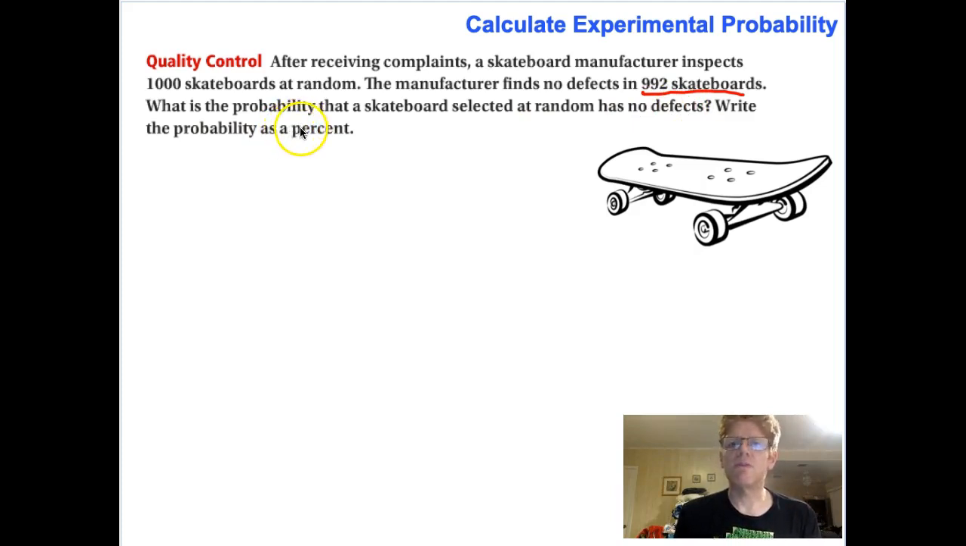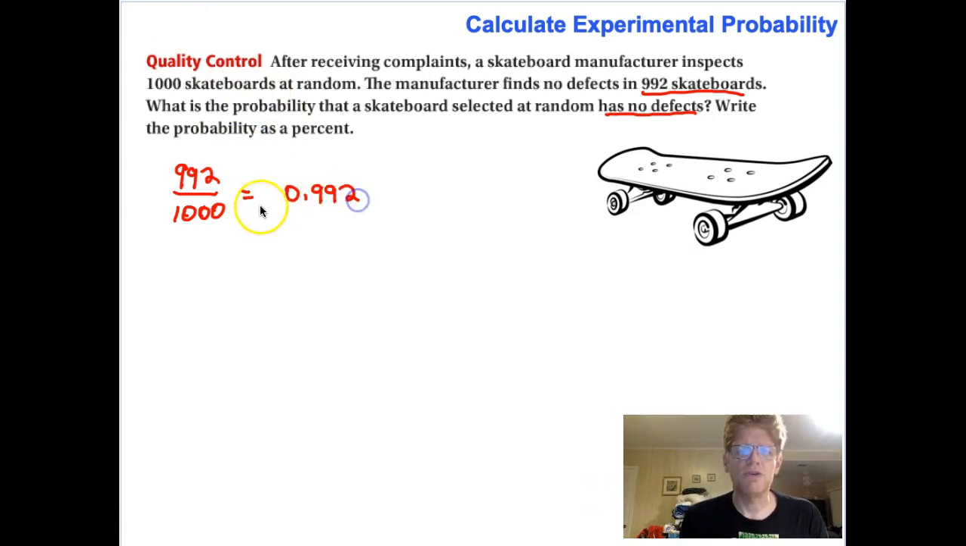So we're looking at experimental probability because they've done the experiment, they've done the work to see how many times it actually happens. Now the number of ways that the thing we want occurs is what we want to do first. And what has been specified to us is that it has no defects. So how many times did they get no defects? They got it 992 times out of a total of 1,000 times. So that's our probability, but it asks us to write the probability as a percent. So we'll need to punch that into our calculator. We get 0.992, and of course we knew that because we simply moved the decimal point 3 spaces over.